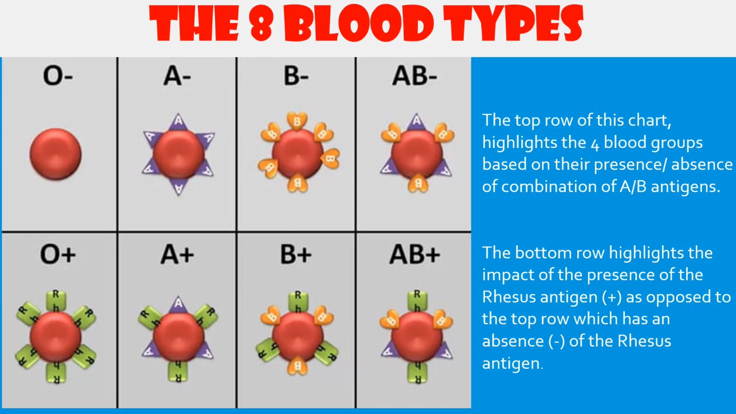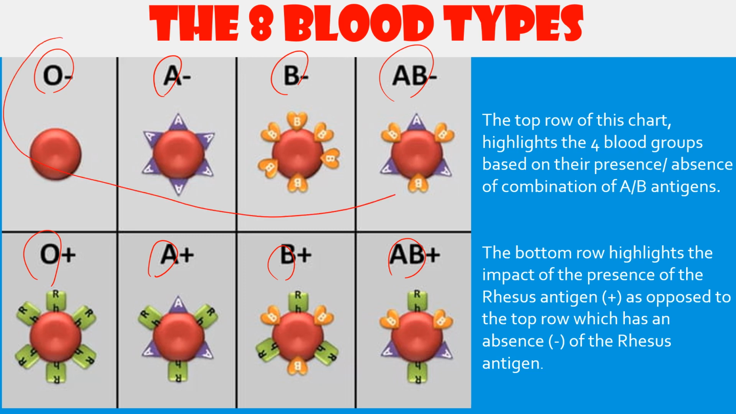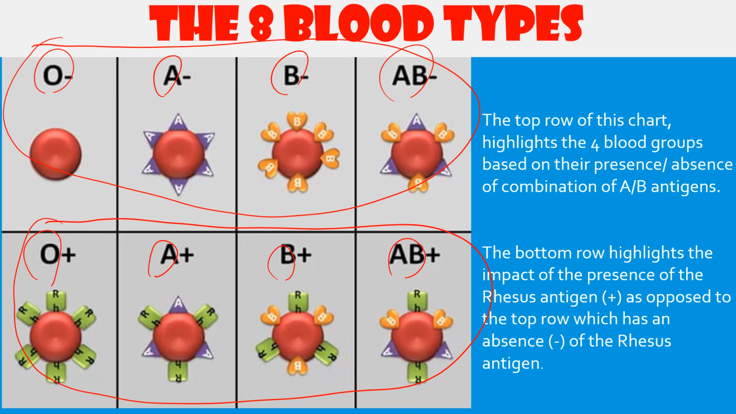Now, in terms of the 8 types of blood groups, you can have an A antigen, which we've got here. You can have a B, you can have both, or you can have neither. In terms of the positive and negative, it's got to do with a third type of antigen, the rhesus one. So all of these minuses here don't have that rhesus antigen. All of these positives do. And that's how we get the classification of our 8 types of blood groups.